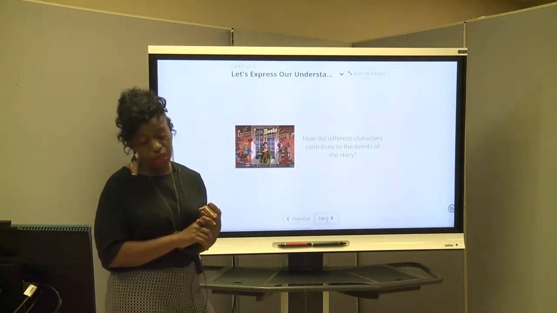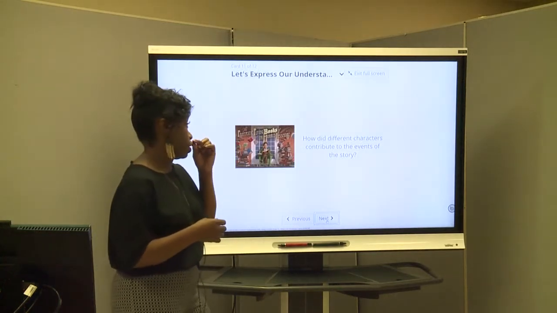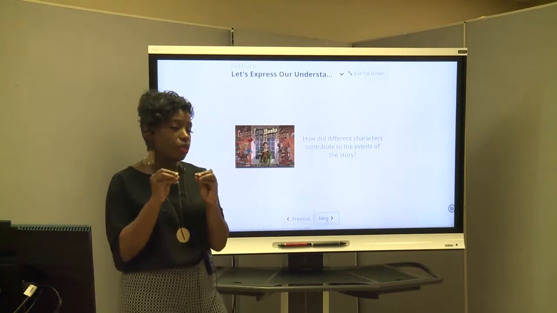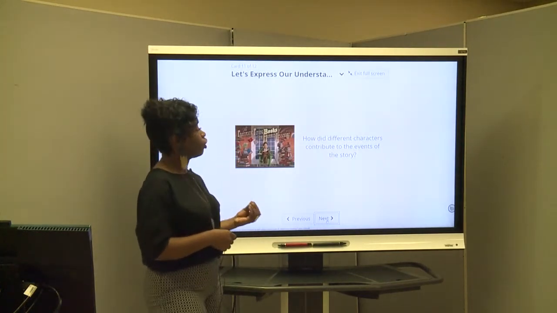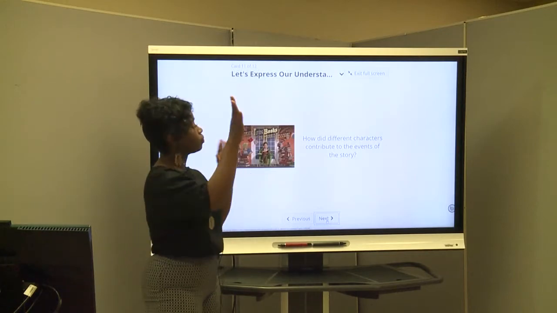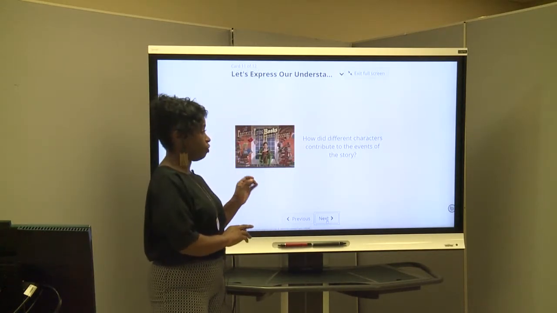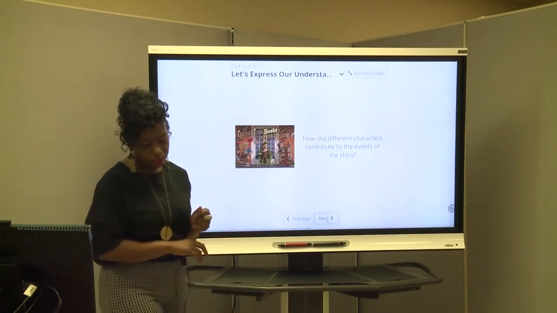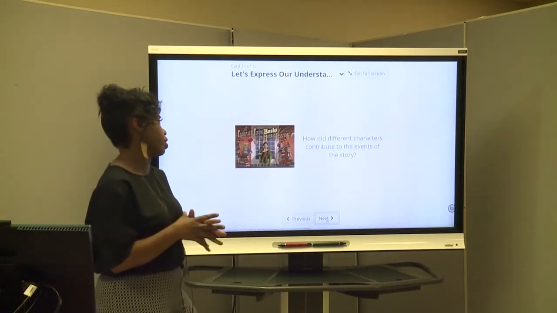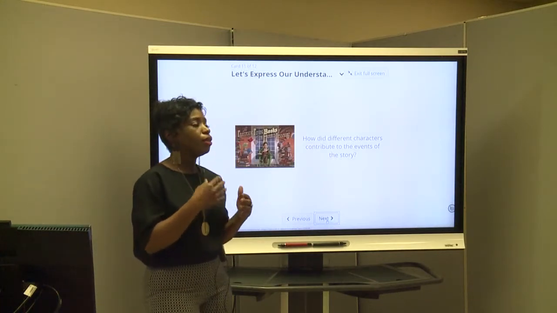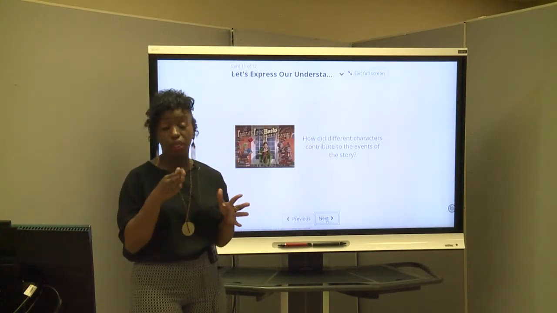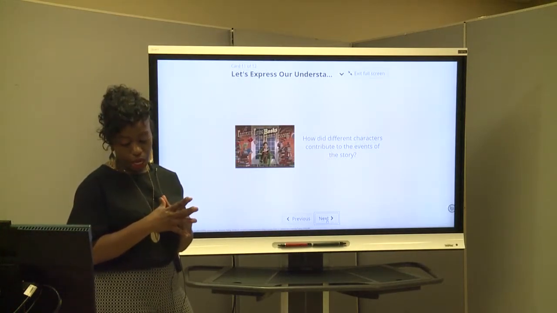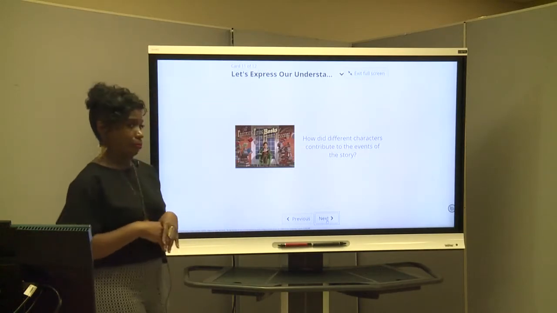So remember, we have to be cautious about just vaguely thinking about what is going on in our story. We have to look into the details so we can find the contributions of each character. As you're reading, remember, you're going to think about the different characters and how they contributed to the events in the story. So after we talk about that for a few minutes and you talk with your partner about it, then we'll come to the closing of our lesson.